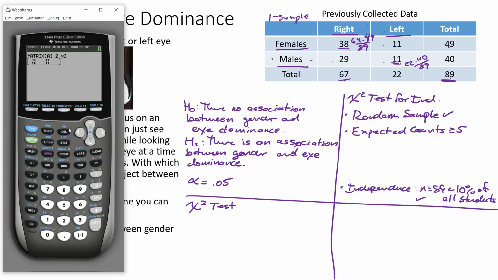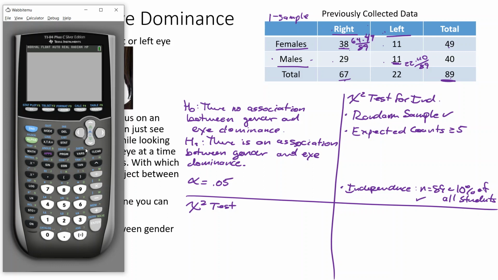All right, so we need to say that it's 2 by 2. So you're probably going to have to type 2, press enter, type 2, press enter, and then you should have blank here, and you're going to type in 38, 11, 29, and 11. You can just press enter after each number. And there we go. There's all the numbers typed in.